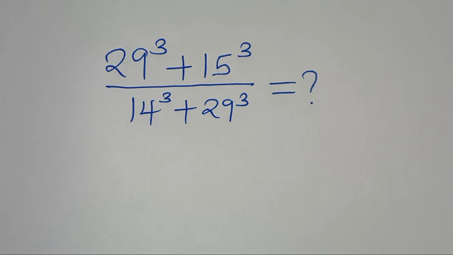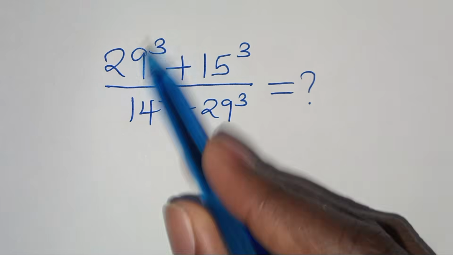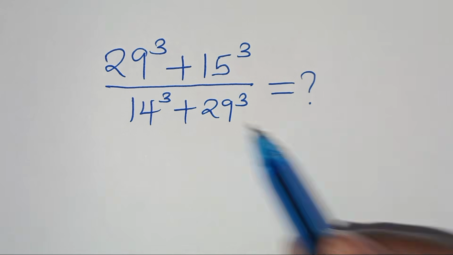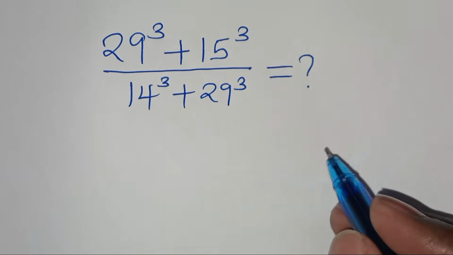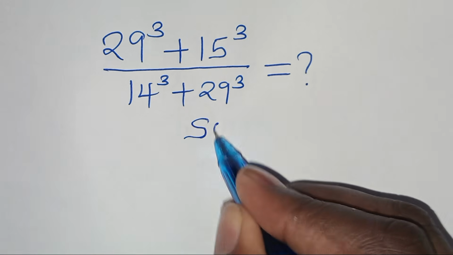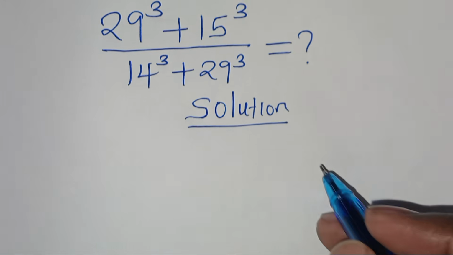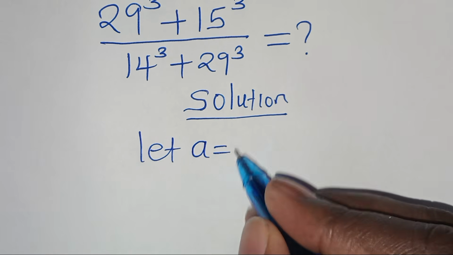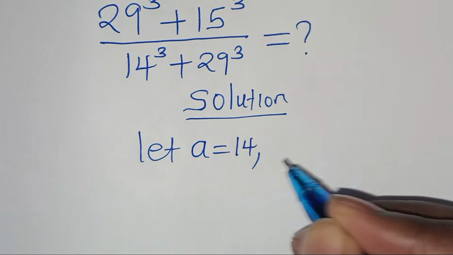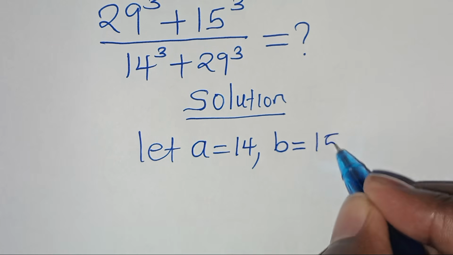Hello everyone, you're welcome to solve this nice math problem, which is (29 to the power of 3 plus 15 to the power of 3) divided by (14 to the power of 3 plus 29 to the power of 3). So let's provide a solution from here. We can let a be equal to 14 and we can let b be equal to 15.